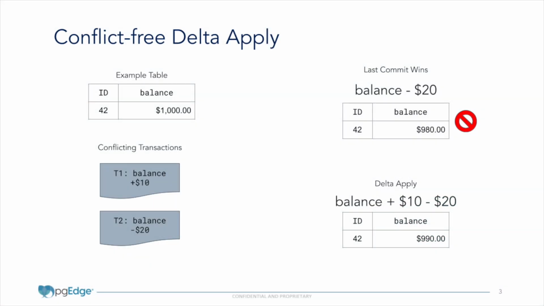Here we have an account with a $1,000 balance and two conflicting transactions come in, one adding $10 and another deducting $20. With standard last commit wins, only one of the transactions will be logged, causing the balance to be incorrect. But with delta apply, all transactions are applied in order, so we'll add $10 and deduct $20, resulting in the correct account balance, $990. As with last write wins conflicts, these can also be logged to the spock.resolutions table for auditing.